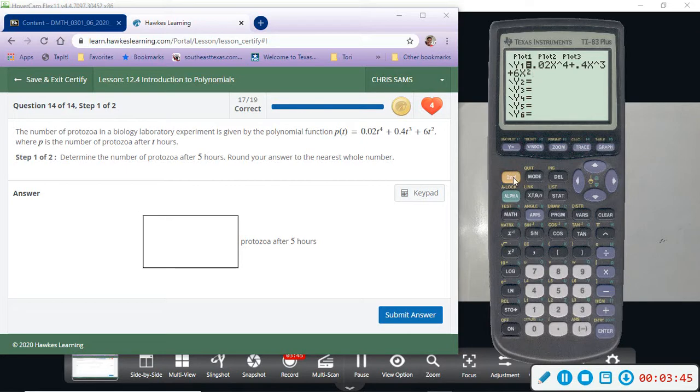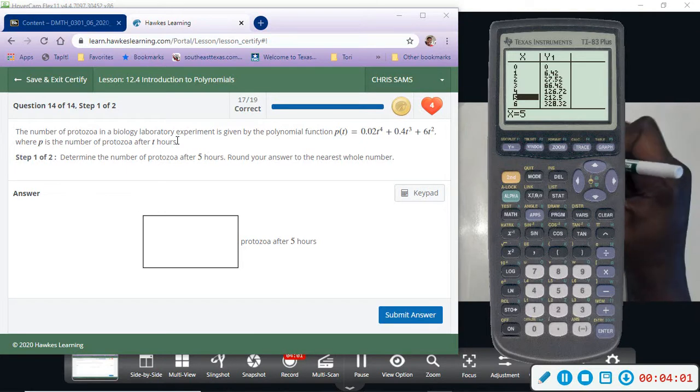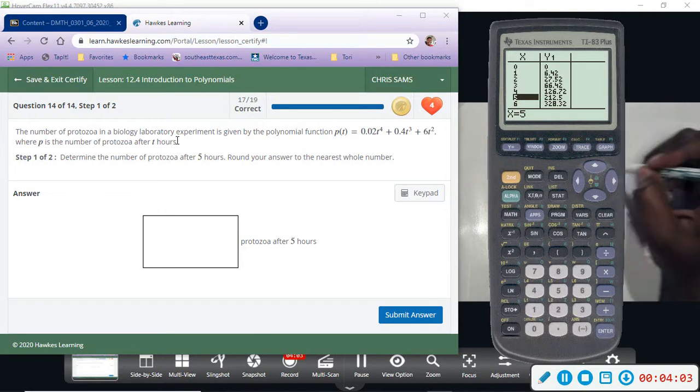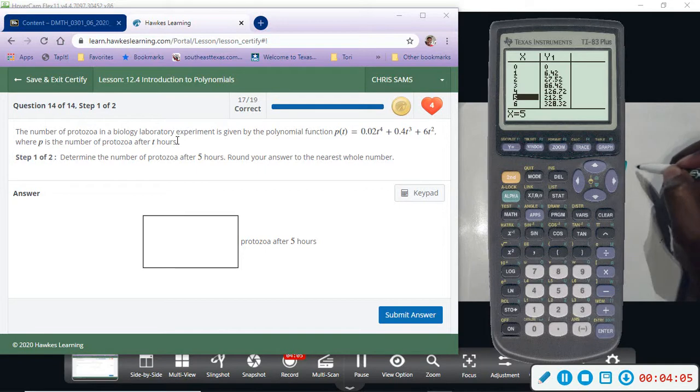Alright, we're going to do second graph to see the table, and we're going to go to number 5, and we get 212.5, and it says round to the nearest whole number. So this 212.5 is what we got. P of 5 is equal to 212.5, and this would round up to 213. So nearest whole number we're going to say is 213.